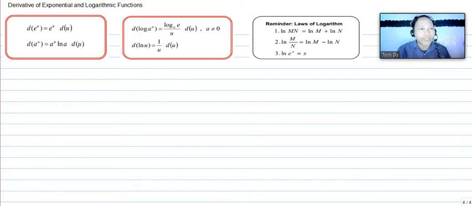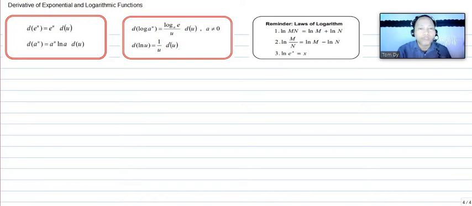And in logarithmic functions, we have the derivative of the logarithm base a of u equals the logarithm of e to the base a over u du, wherein a is not equal to u. And also, the derivative of the natural logarithm of u, or ln u, is equal to 1 over u du. So this is usually the equation that is being used for a logarithmic function: the derivative of ln u is equivalent to 1 over u du.